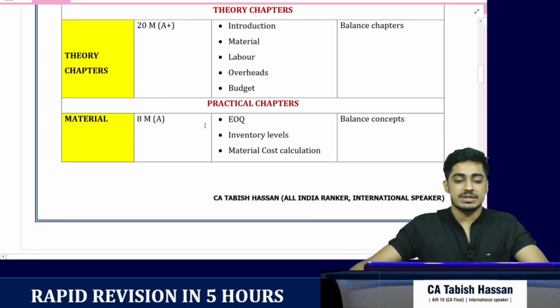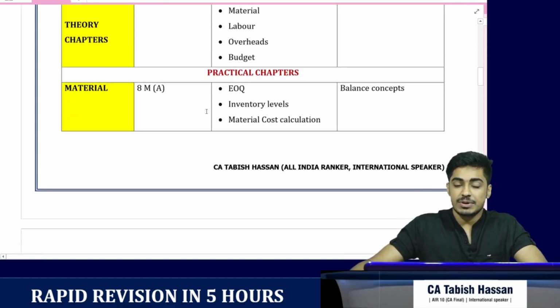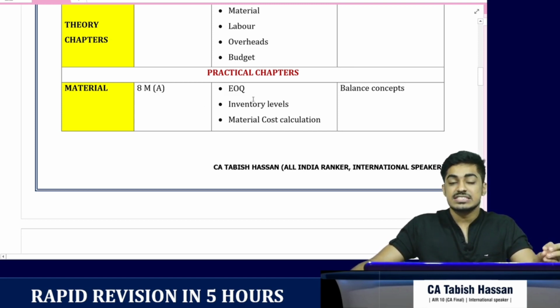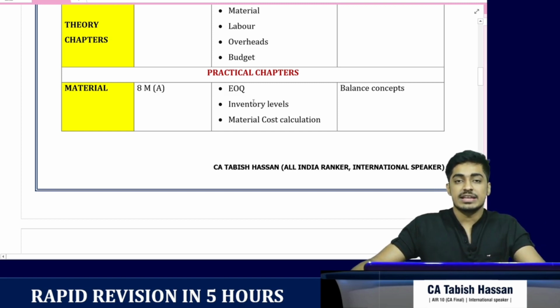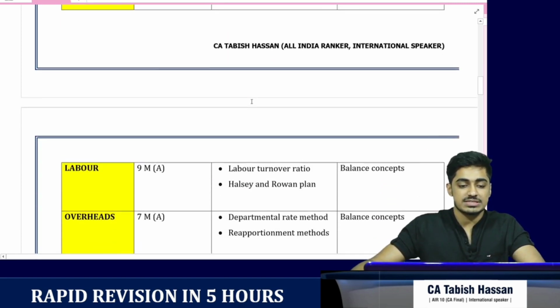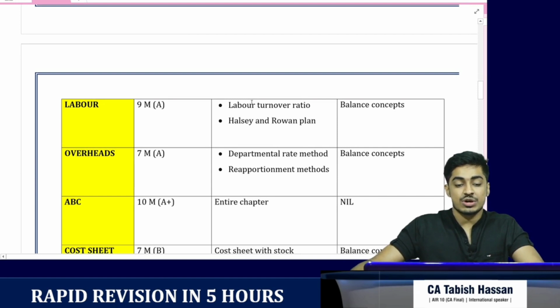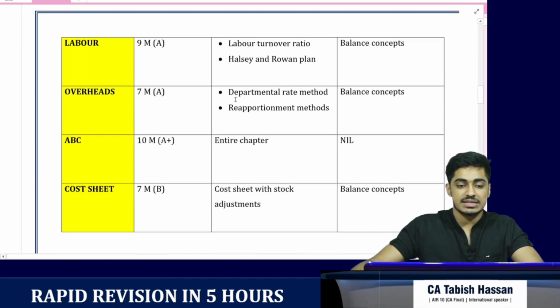And from the practical chapters, material, 8 marks on an average, A category. The important topics, first is EOQ, next is inventory levels, next is material cost calculation. All the balanced topics, you put it in the balance 20%. Labor, 9 marks on an average, A category. Labor turnover ratio and Halsey and Rowan plan fall in the top 80%.